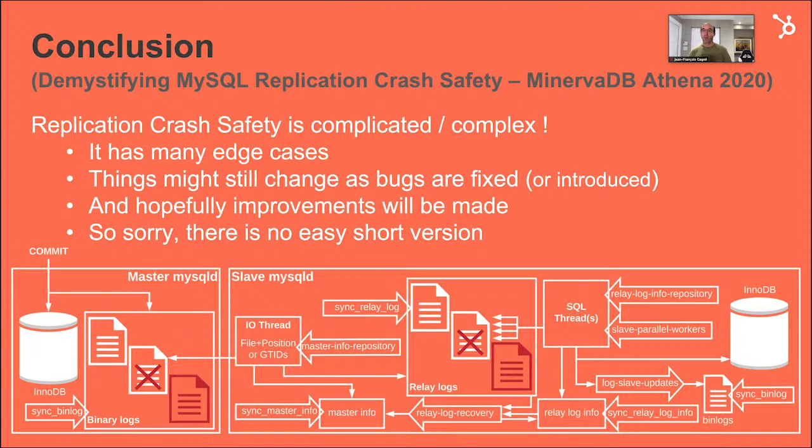On this diagram, every parameter here is either thought to make replication crash safety when this is false, or needed for replication crash safety. And I even forgot to mention, there's also slave parallel type and slave preserve commit order that are not on this schema. So I'll try to wrap this up.